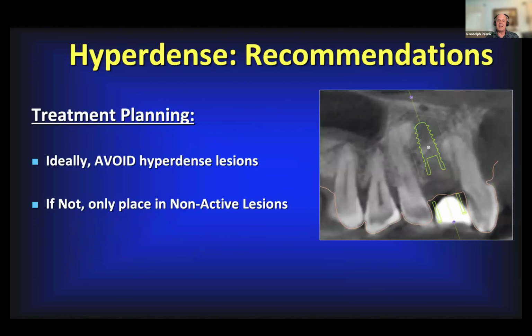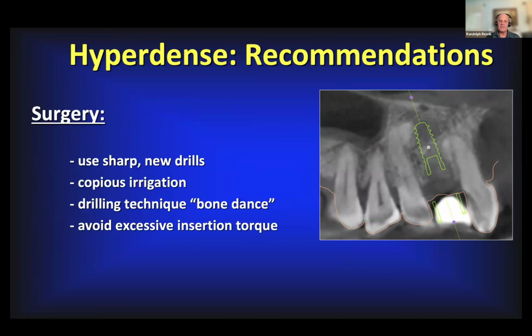So what are our recommendations on these hyperdense lesions? As you can see, here is one right here on the apex of this bicuspid. We want to avoid it. Ideally, we place the implant and avoid the lesion if we can. If not, if it is right in the center of the area, as long as it is non-active, then we can go ahead and place the implant.